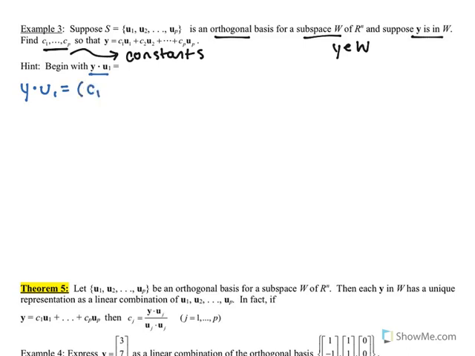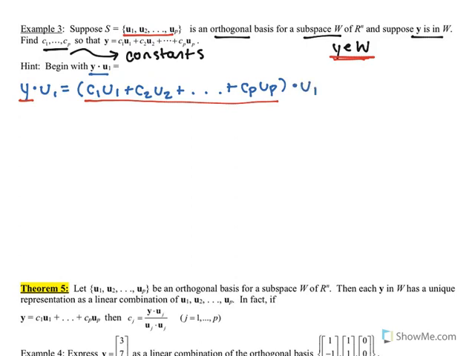the constant c1 u1 plus c2 u2, all the way up to cp up. This is a description of y, because y is a member of W. And if y is a member of the subspace, that means it can be described as a linear combination of the basis vectors. Okay, so this is y, but then we dotted it with u1. So this is where we added in kind of a larger combination of dot product vectors in the last lesson, 6.1. You could pause here and look back if you need to.